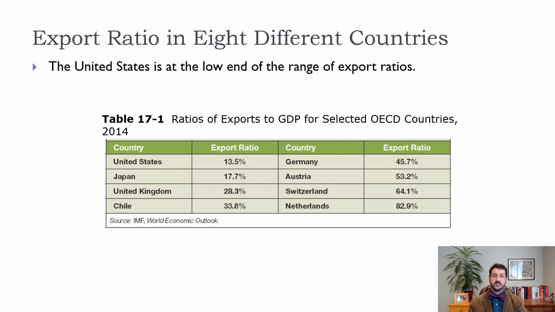But a small country like the Netherlands has an export ratio of 83%, meaning 83% of what they produce gets exported to another country, which also means that approximately 83% of what they consume is produced in another country, right? Because exports and imports, while they don't have to be exactly the same, will be similar. We'll talk about why that is as well. And you can see Chile, which is a medium-sized country in South America, still has quite a large export ratio of 34%. So a lot of what they're producing is being exported.